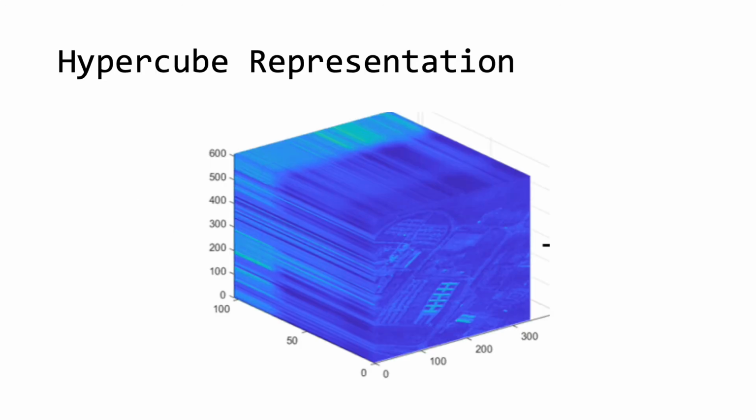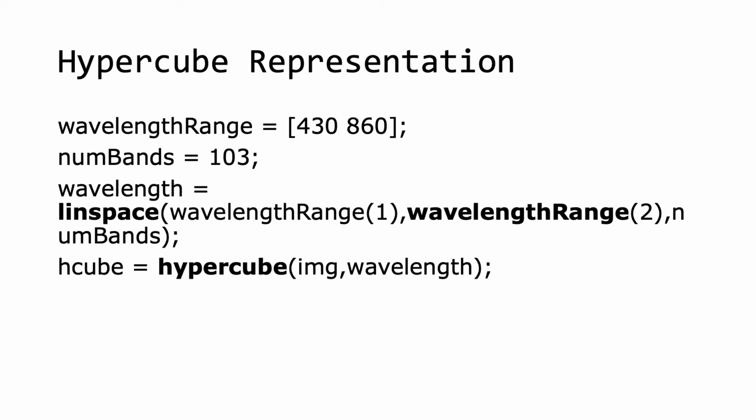A hypercube is shown here, and it is a hypercube object that stores the data cube, spectral wavelengths, and metadata. And what you see is really it's a 3D array where you have the spatial dimensions of the acquired data, but also the spectral dimension specifying the number of wavelengths used during the acquisition. In MATLAB, we can define a wavelength range as well as the number of bands and create a linear space representation that then is fed into the inbuilt MATLAB function hypercube to create our hypercube representation.